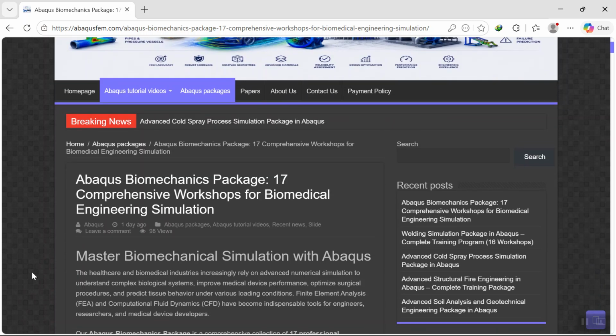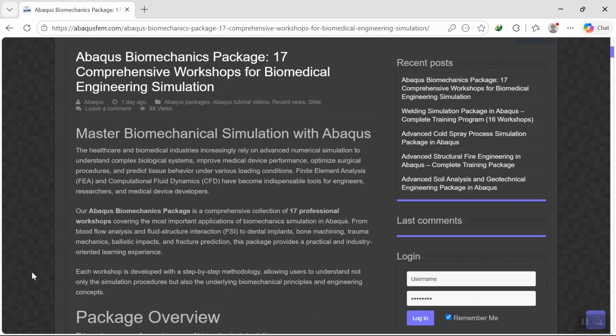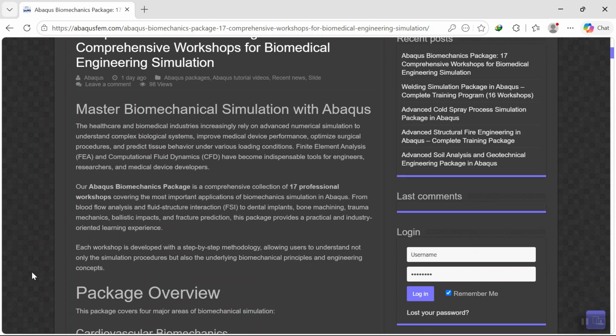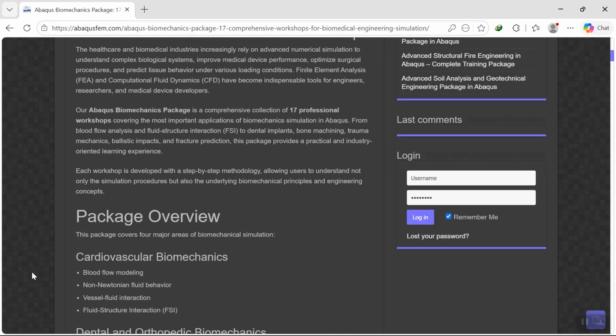Today I'm excited to introduce one of the most comprehensive biomechanics training packages available for Abaqus users here. If you're a biomechanical engineer, mechanical engineer, researcher, graduate student, or someone interested in medical device simulation and biomechanics, this package was specifically developed for you. The Abaqus Biomechanics package contains 17 complete workshops covering a wide range of real-world biomechanical engineering applications.